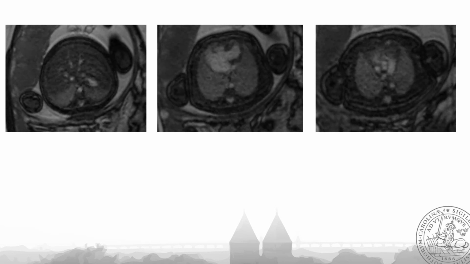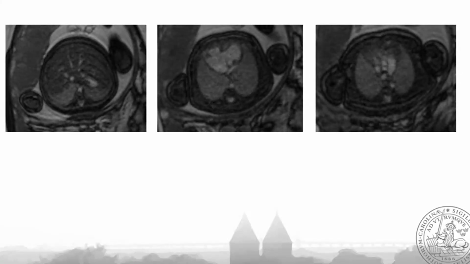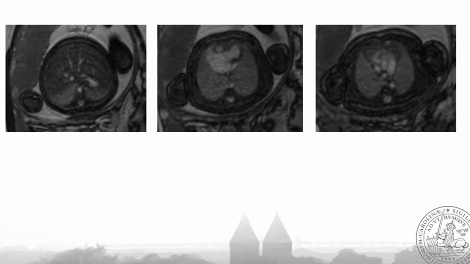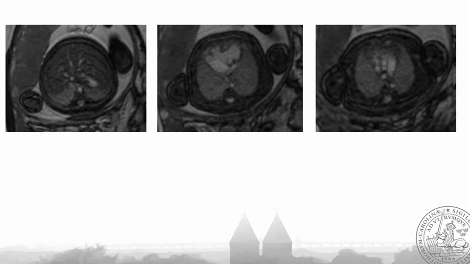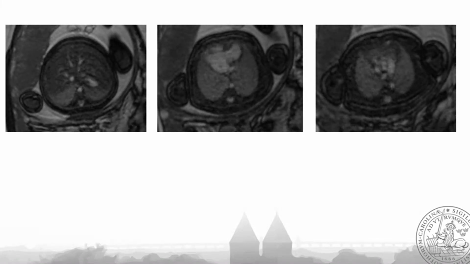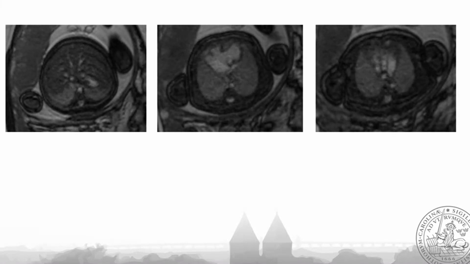I have here chosen 3 cine slices. So this is a transversal stack throughout the thorax of this baby. And to the top left then, we see the ventricle on the patient's left side. So the patient's left side is to the right in the image.